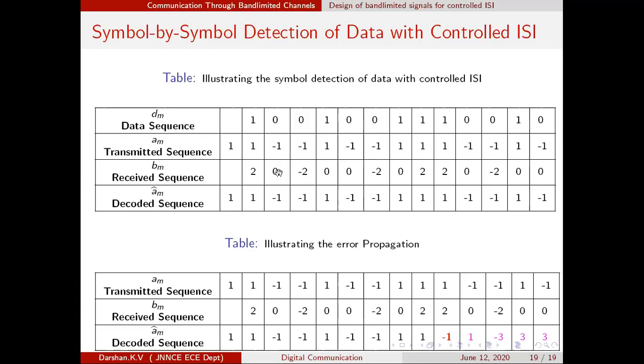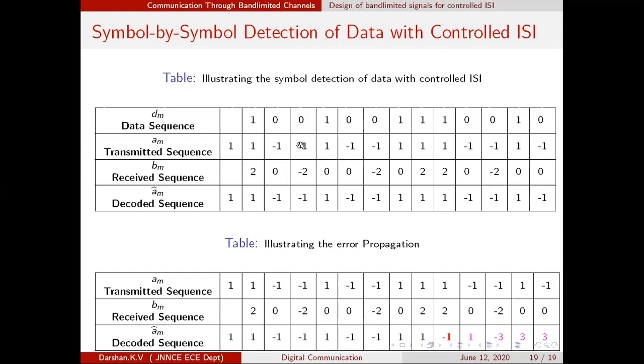So you know the effect. To detect the transmitted symbol, what are you going to do? 0 minus 1. Why minus 1? Because you need to remove the effect of the previous symbol. So that is the very simple case. 0 minus 1 is minus 1.